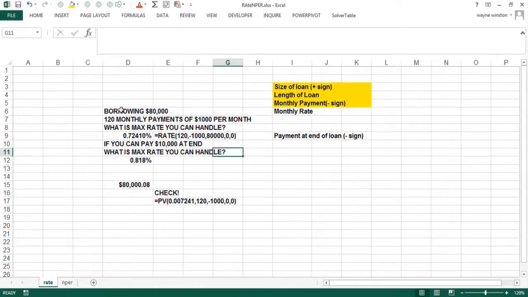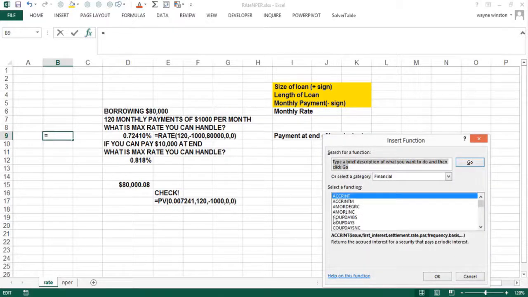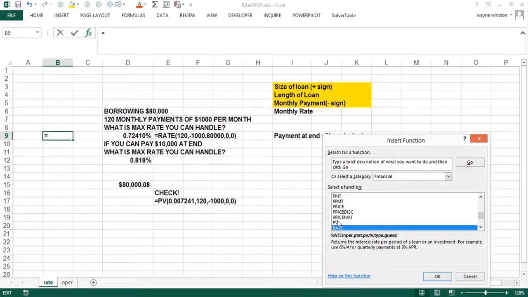So let's try the following problem. You're borrowing $80,000, so that's the size of the loan. There are 120 monthly payments, that's the length of the loan. And the payment is $1,000 per month. What's the maximum rate you can handle? So you use this thing called the RATE function. You go to the function wizard and you just fill it in. So you go Financial, you type in RATE.